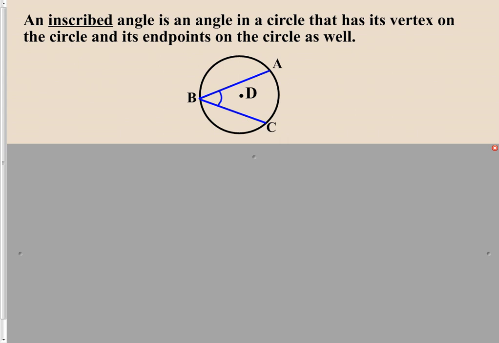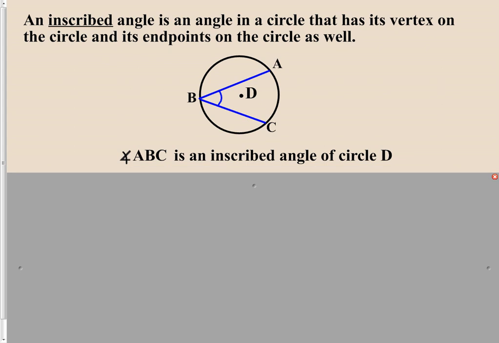As you can see, the difference between an inscribed angle today and a central angle from before is that a central angle had its vertex positioned on the center point of the circle. It would have been on point D. However, an inscribed angle does not want its vertex on the center. An inscribed angle wants its vertex on the circumference of the circle. So in this particular case, we would be able to identify that angle ABC is an inscribed angle of circle D.